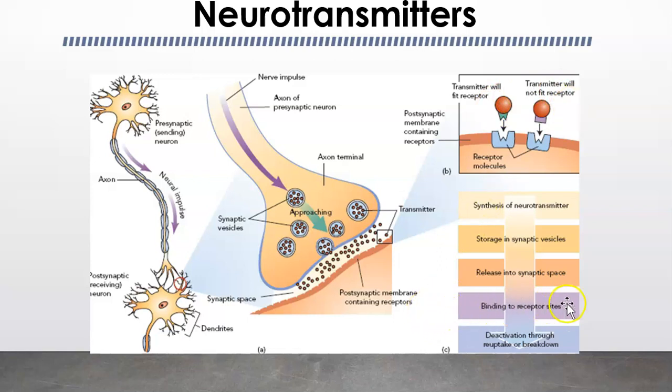Now, once we have binding to the receptors, that happens for a bit, and then other cells or other molecules will come in, either from the side, or they'll be released from the presynaptic cell, to collect all of these extra neurotransmitters and bring them back up into the presynaptic cell. From there, they'll either be broken down or just recycled back into synaptic vesicles so that they can be used again.